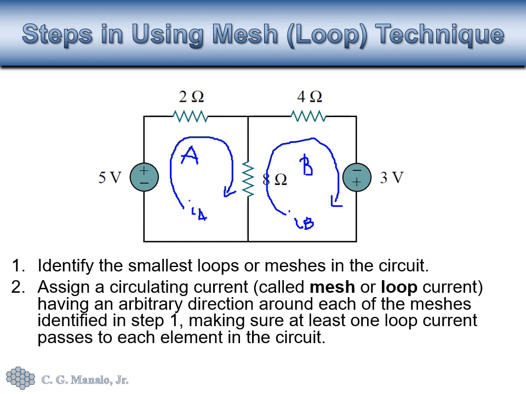These loop currents are imaginary currents that go around the loop. For example, loop current IA passes through the 5-volt element, the 2 ohm element, and the 8 ohm element. Loop current IB passes through the 8 ohm element, 4 ohm element, and the 3-volt element. Take note that there are two loop currents that pass through the 8 ohms. One is I sub A going in this direction, and the other is in this direction, which is IB.